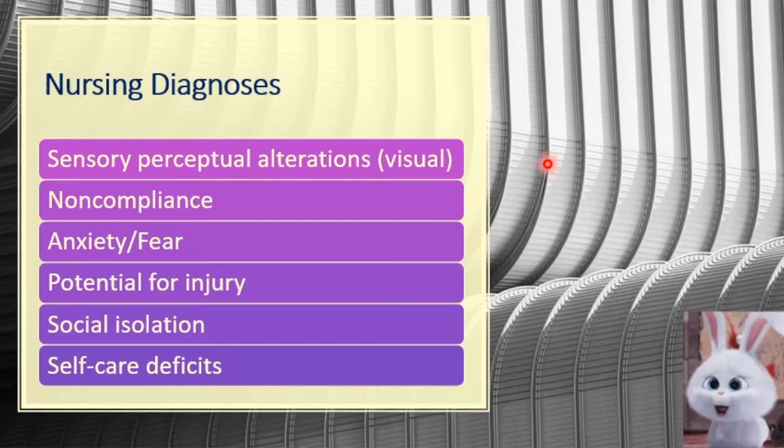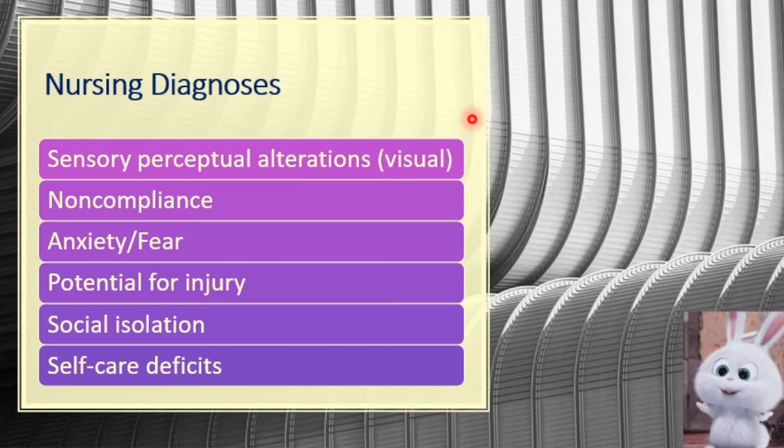Okay? Now, what are the possible nursing diagnoses for these patients? Of course, you'll have your sensory perceptual alterations. Visual, because remember, there is inability to process your visual stimuli. Cranial nerve number 2 is already compressed. Second, non-compliance. Okay? Why non-compliance? The tendency, class, of a patient with glaucoma will say, oops, my drugs or my meds are not even effective. Why take this medication? Okay, so you need to educate them.